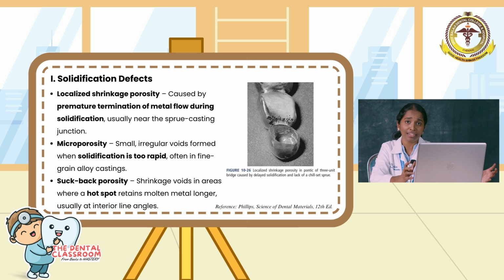Porosity can be broadly classified as solidification defects and trapped gases. Under solidification defects, it can be categorized as localized shrinkage porosity, microporosity and suckback porosity. Localized shrinkage porosity is caused by premature termination of metal flow during solidification, usually near the sprue casting junction. Microporosity consists of small irregular voids formed when the solidification is too rapid, often in fine grained alloy castings. Suckback porosity is shrinkage voids in areas where the hot spot retains molten metal longer, usually at the interior line angle.